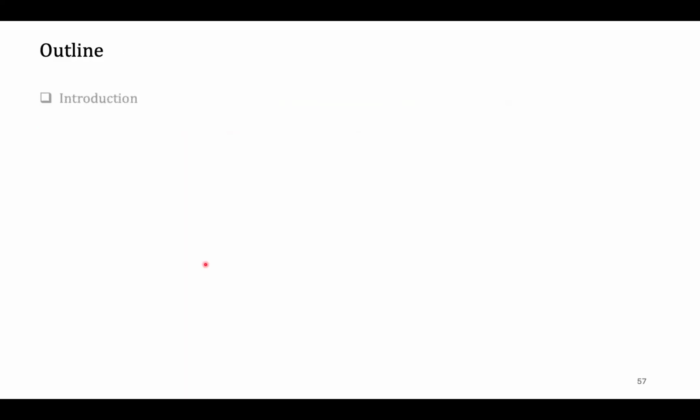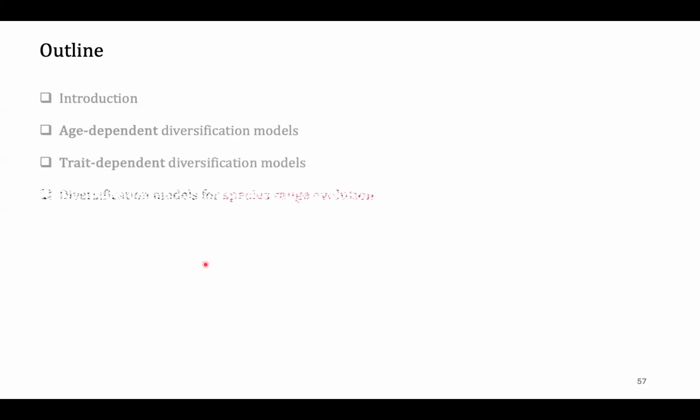All right. Sorry for the long talk. This is the last part of the talk. So we have a model that incorporates species age, and then you have a model that incorporates traits. So you have the species characters. Now you want to have a model, the linear diversification model, that accounts for species range evolution. So how the range of species evolves over time.